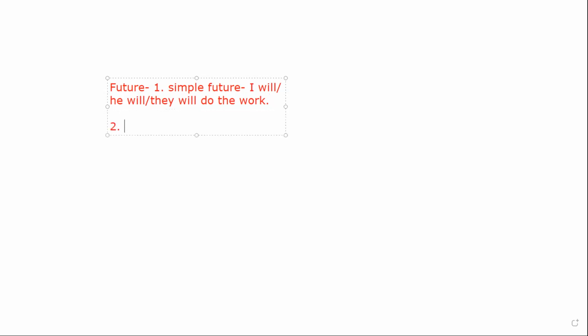Number two, future continuous. I will be doing. Here, what is the form? Subject plus will plus be plus ing. I will be doing the work.